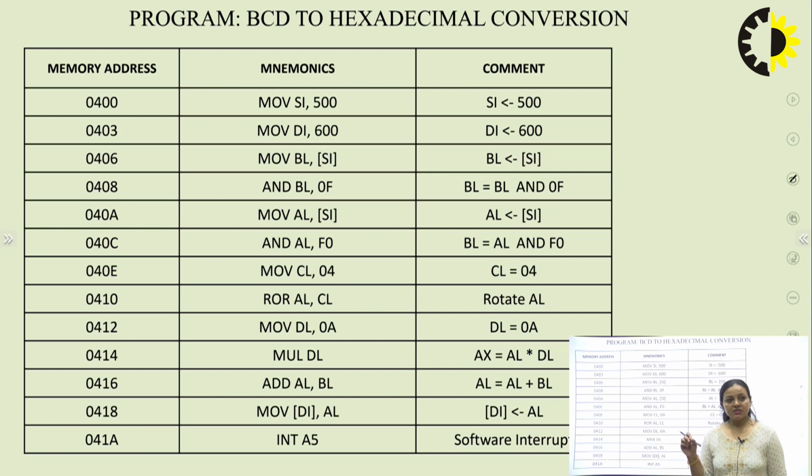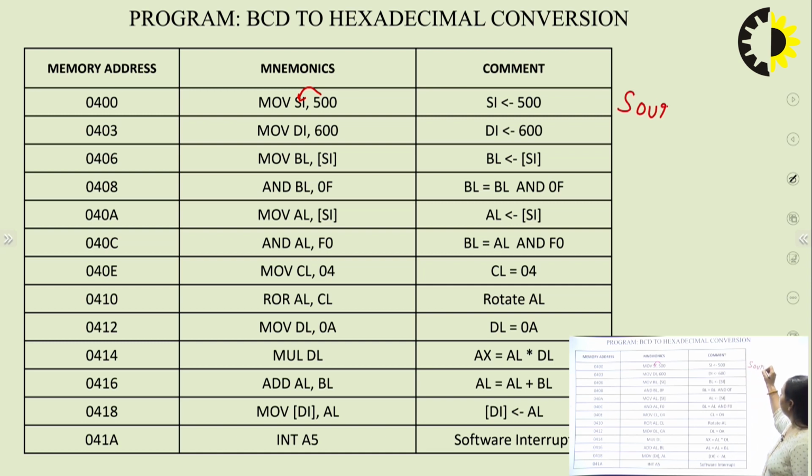The first instruction says MOV SI, 500. As we know, MOV SI, 500 is a case of immediate addressing. This 500 is a number which moves to register SI, so SI will have 500. It is my source location where my input is present, and this is the offset address for the source number.